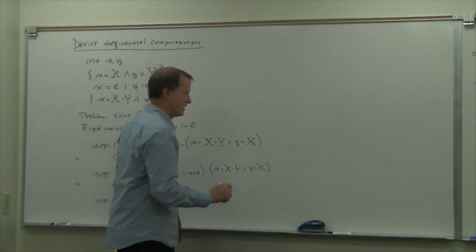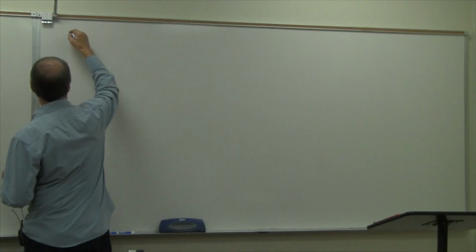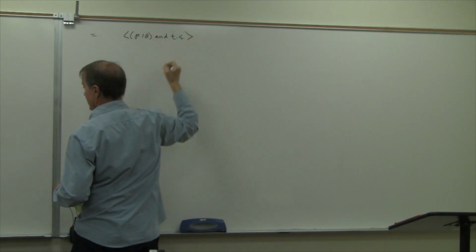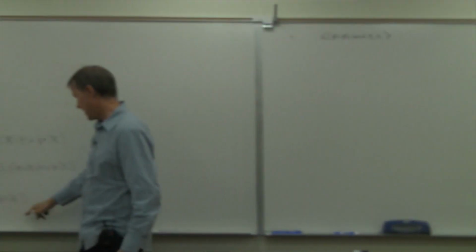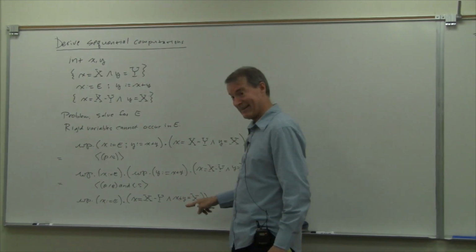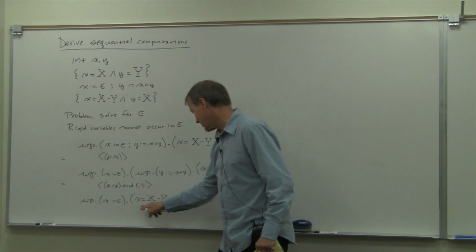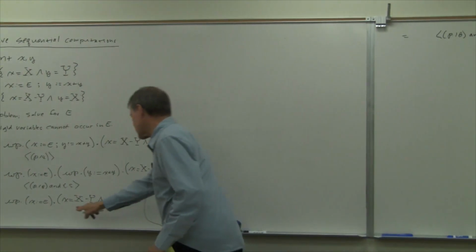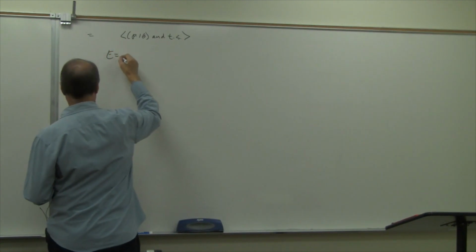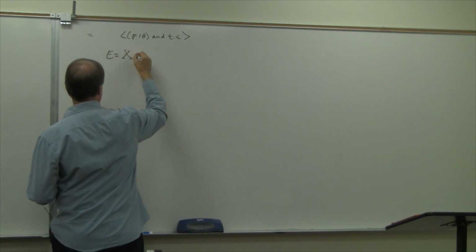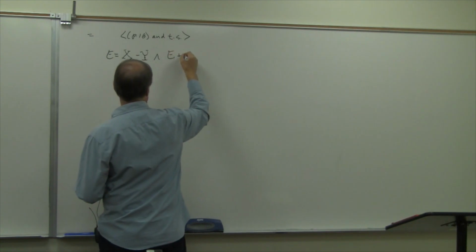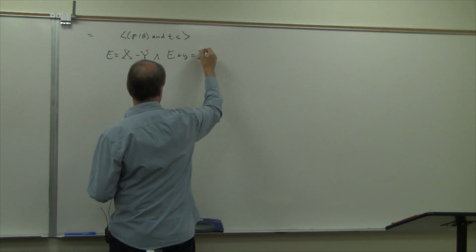Then we do P.18 and TS again. Everywhere there is an X, which now occurs in two places, we replace it with E. So E equals rigid X minus rigid Y, and E plus Y, and E plus Y equals rigid X. Oh my goodness.